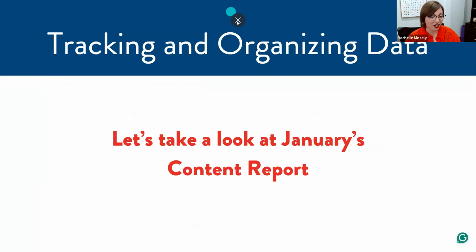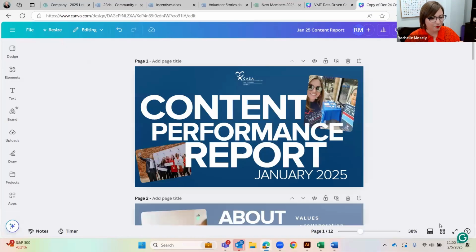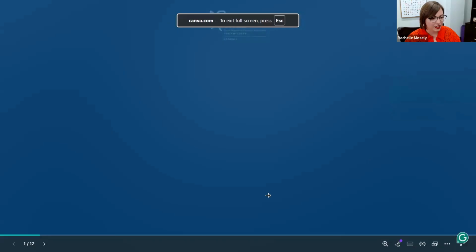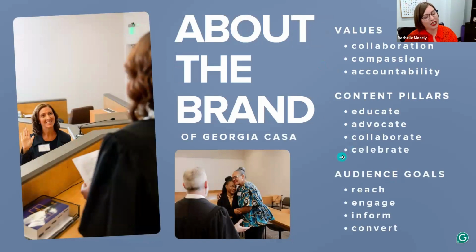So I'm going to share January's content report. I just made it this morning, so this is the first look at it. But just to give you an idea of what I'm doing when I do the content report. The first thing I like to start with, in case someone's looking at this from our board or somebody that may not be as familiar with our content pillars, is our values here, our content pillars: to educate, advocate, collaborate, celebrate. And our audience goals are to reach, engage, inform, and convert.